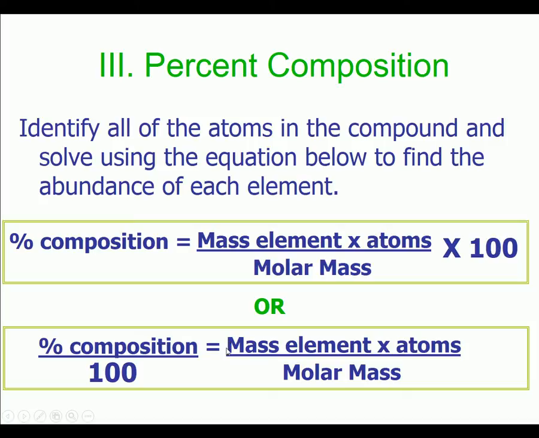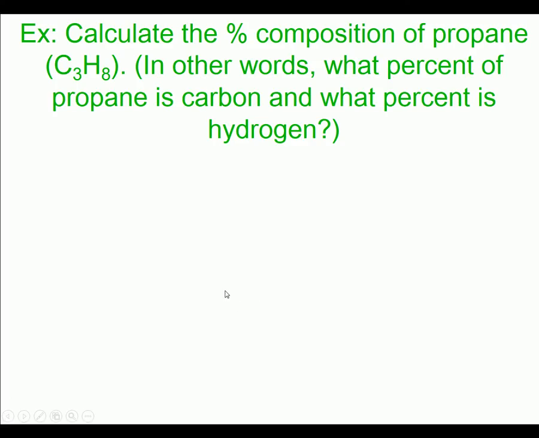Now, the formula that we're going to be using is one of these, and these formulas basically represent the exact same thing. It's just one is set up as more of a ratio type of formula, and the other is set up as a more traditional percent formula. You're just going to take the mass of the element that you're dealing with first times the number of atoms present in the formula and divide that number by its molar mass and multiply by 100. So let me go ahead and show you how I'm going to do that with propane.